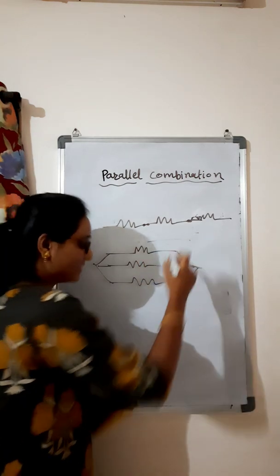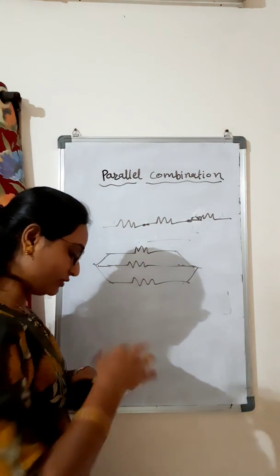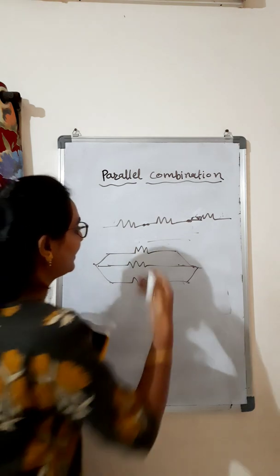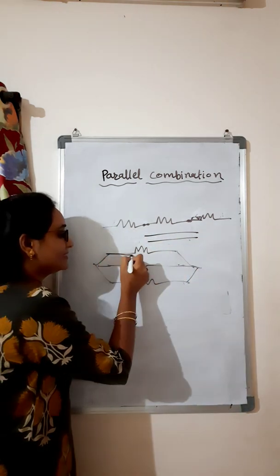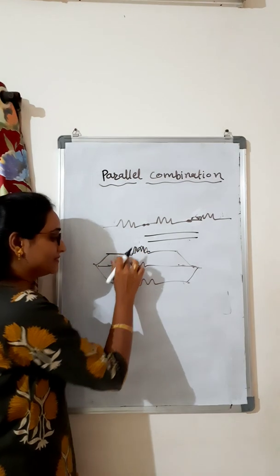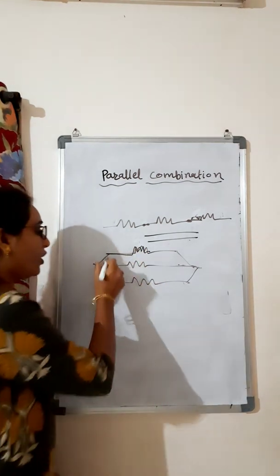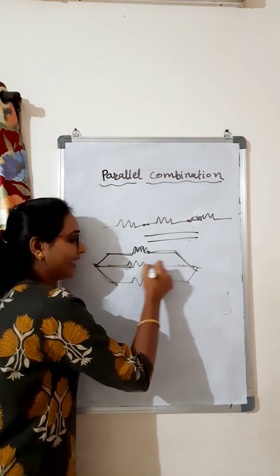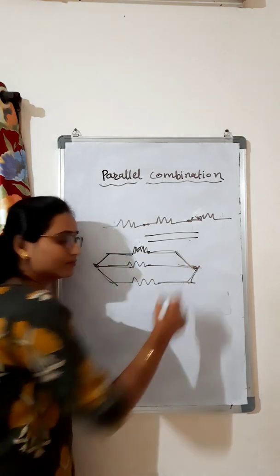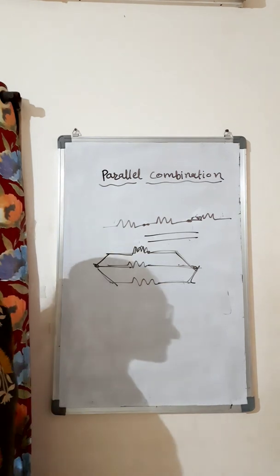You know how parallel lines are. Parallel lines are like this, right? So the resistors are connected in parallel, one after another. All left ends at one point, all right ends at one point. This is called parallel connection.